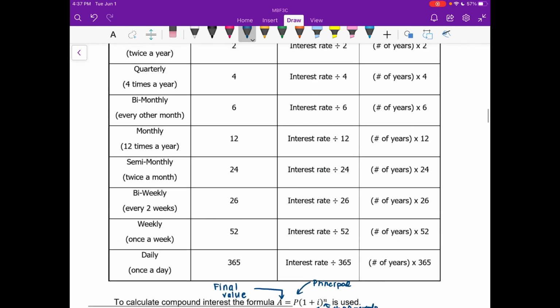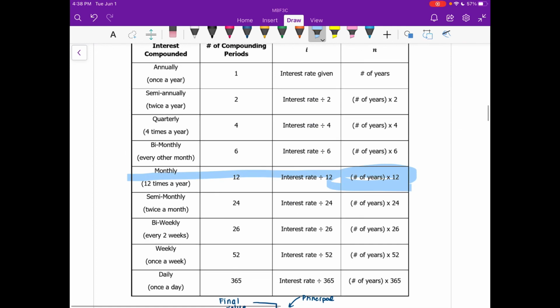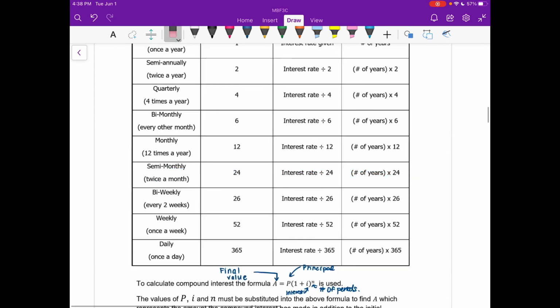You can also just go back up here and use this chart. If I have something compounded monthly, you can just look, okay, monthly, that means I need to multiply the number of years by 12 in order to get my N, right? So you can use this chart. It will be available to you during an assessment.